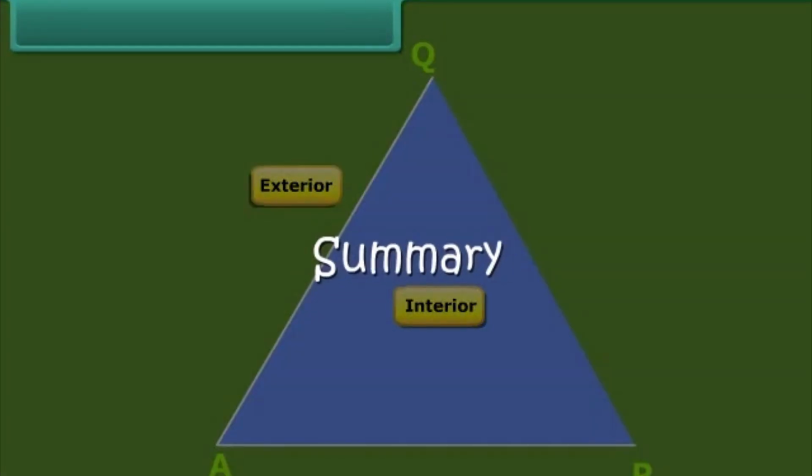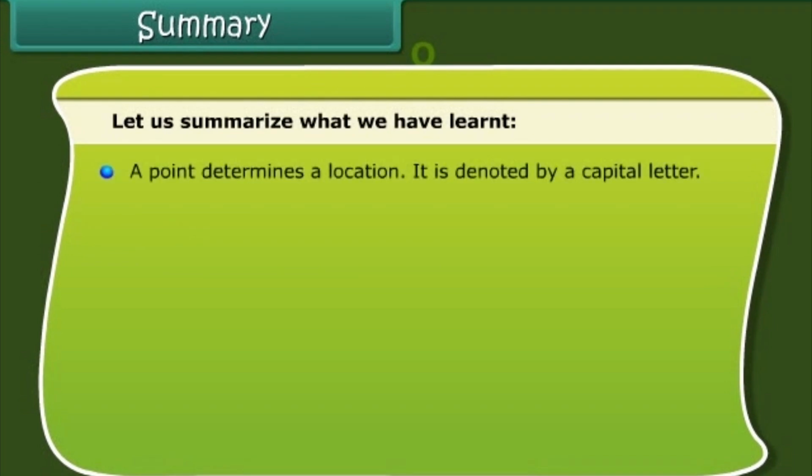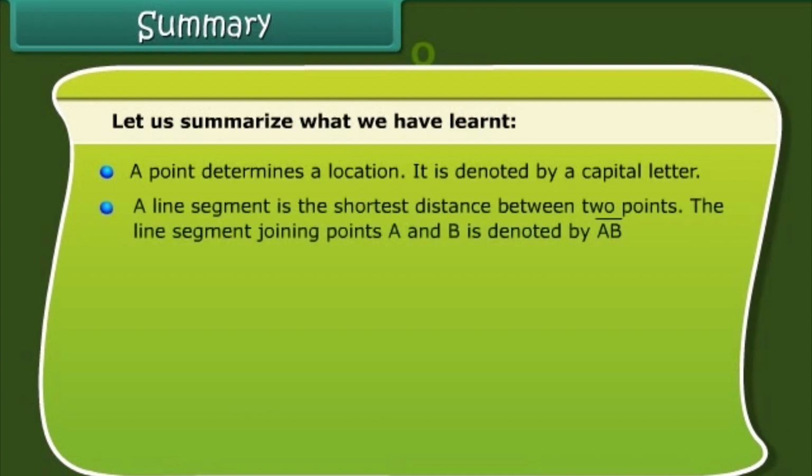Summary. Let us summarize what we have learnt. A point determines a location. It is denoted by a capital letter. A line segment is the shortest distance between 2 points. The line segment joining points A and B is denoted by AB.